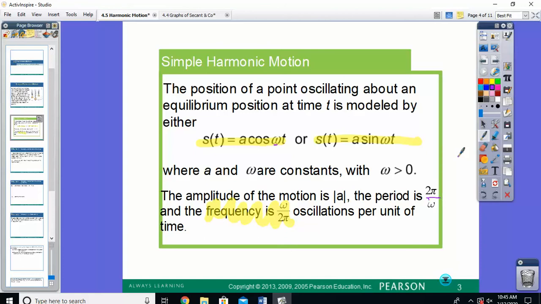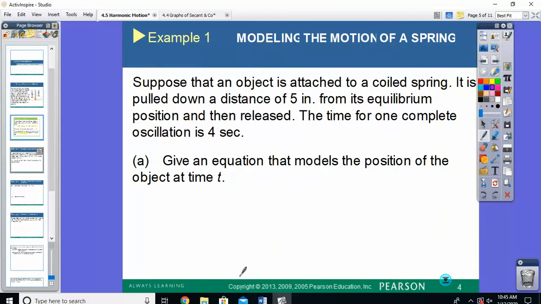All right. So let's just look at an example. Suppose an object is attached to a coiled spring. It is pulled down a distance of 5 inches from its equilibrium position and then released. The time for one complete oscillation is 4 seconds. We're going to give an equation for it.